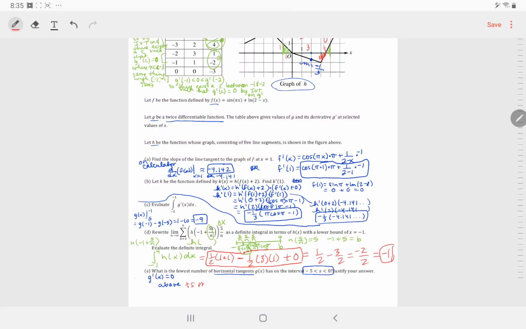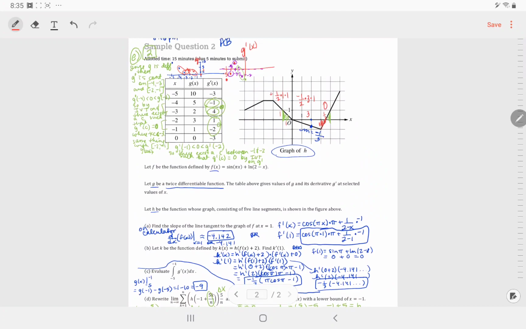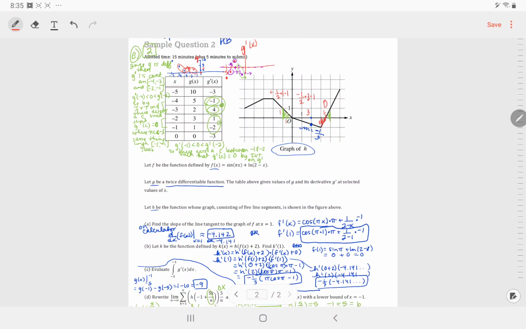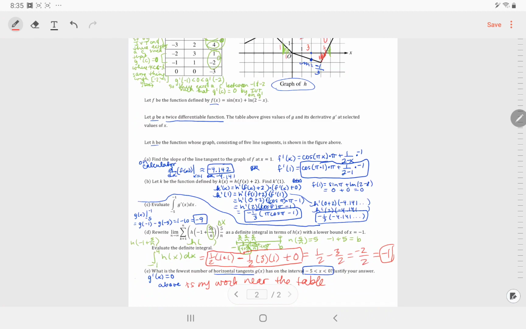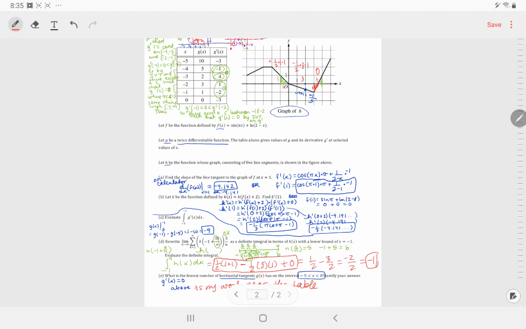Okay, so above is my work near the table on that one. How'd we do for time? 8:35. I'm way over. I'm 19. So that's interesting. So don't worry. Remember, if you don't finish, I mean, I finished barely in the time, and I did it a little bit differently, but pretty much I went over.